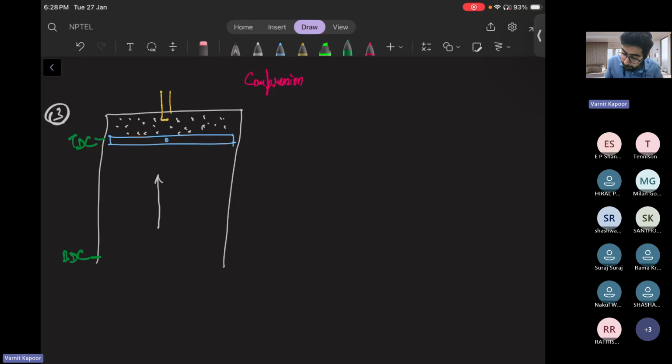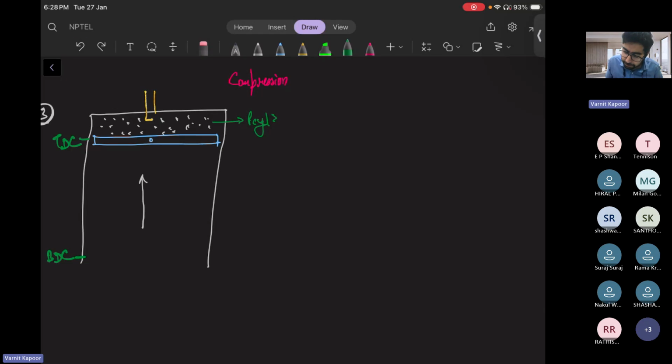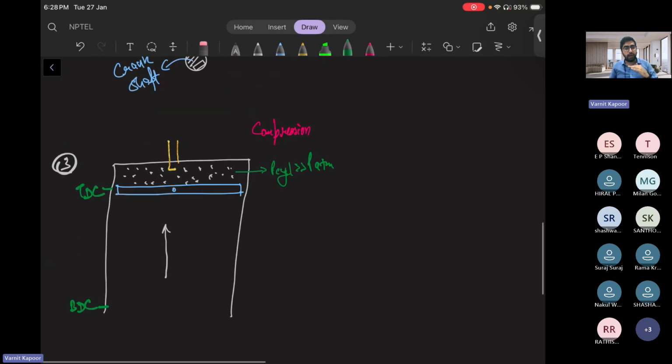Okay. So here, if you see the pressure inside the cylinder, obviously it is much greater than atmospheric pressure because you have compressed. In the compression stroke, you have compressed the air fuel mixture and the pressure has reached much higher. So because of that, the temperature inside the cylinder is much greater than the flash temperature, T flash.